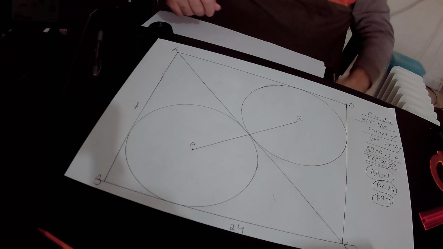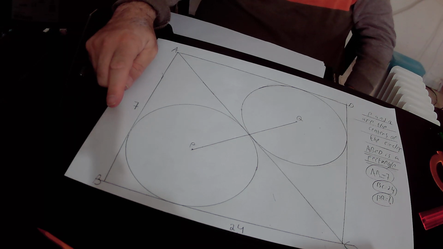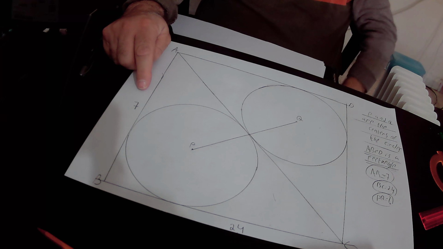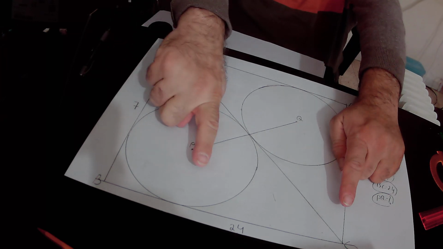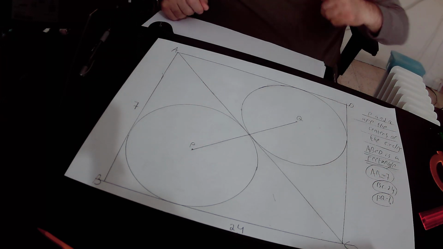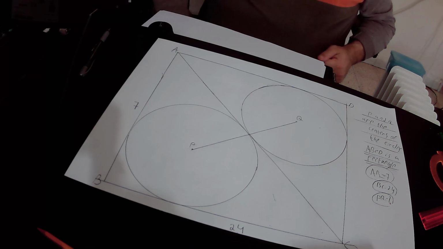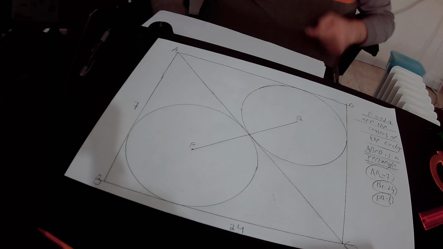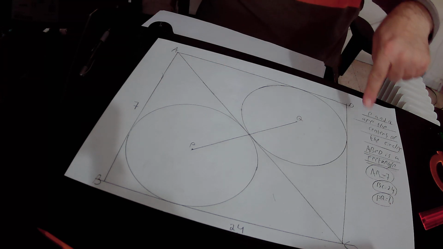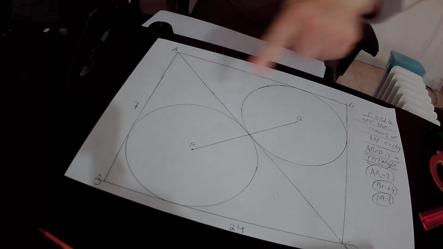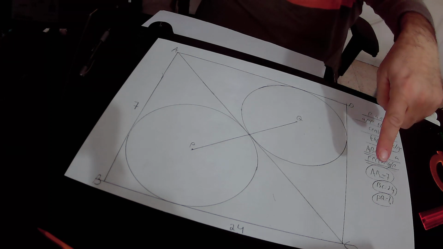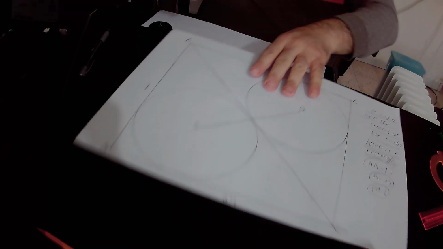And we also know that side AB of the rectangle is equal to 7 units in its length, and side BC equals 24 units in its length. According to the rule that the opposite sides of a rectangle are equal to each other, we get that side AB equals side CD, but AB equals 7, therefore CD must also be equal to 7 units in its length.